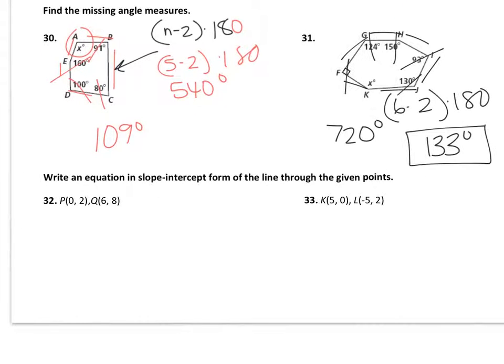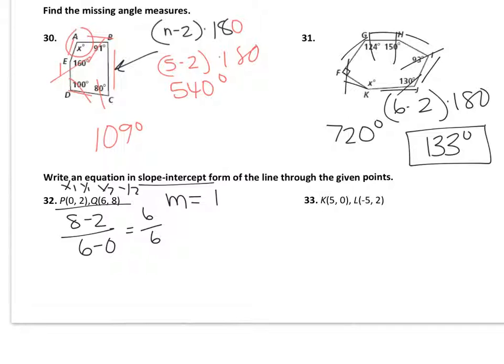And then down here, write the equation in slope-intercept form. So I have 2 points. So first what I'm going to do is write it in point-slope form. So x1, y1, x2, y2. So I've got to find the slope first. So the slope is 8 minus 2 over 6 minus 0. So it's 6 over 6, which is 1.